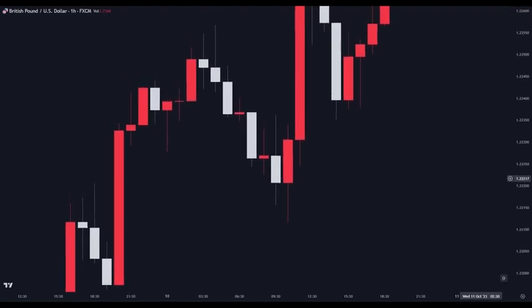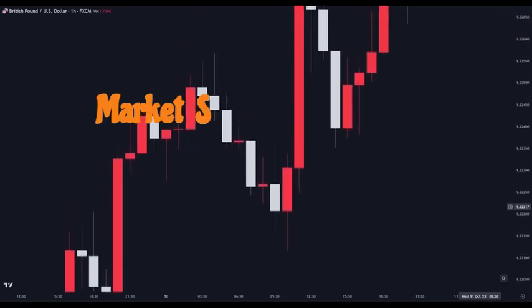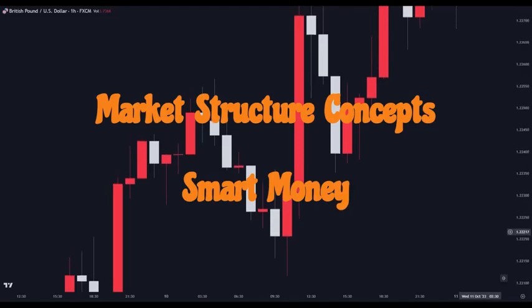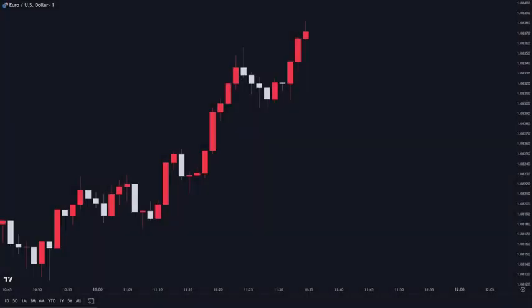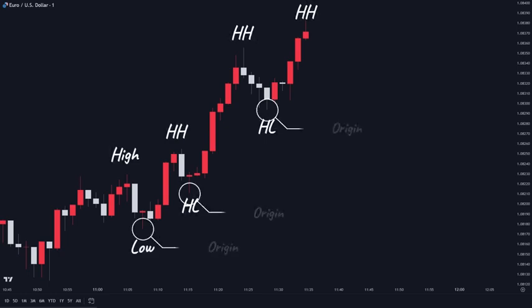Hey guys, here is an example of applying the market structure concepts of smart money trading to the chart. The market sentiment is bullish and continuously makes higher highs and higher lows. Beneath the origins of the movements that caused the structural break lies a significant amount of liquidity. Therefore, a liquidity sweep pattern formation at these levels indicates an upward continuation.